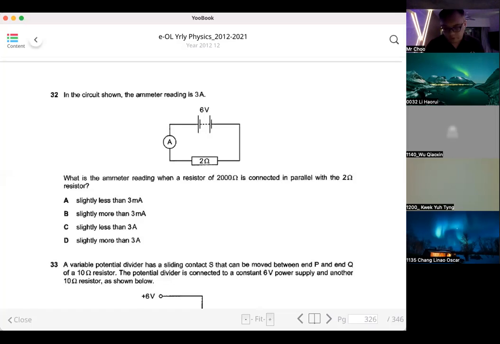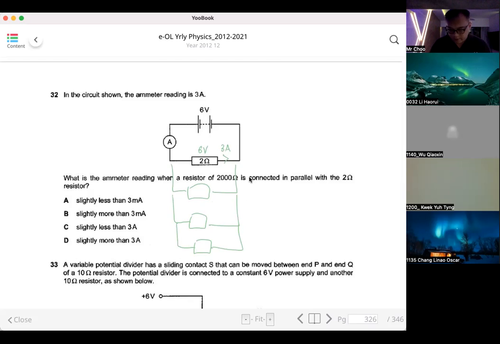Okay, so because the PD across these 2 ohm is also 6 volt, the current will always remain as 3 ampere, regardless how many things we add in parallel. Are you all clear about this? Regardless how many we add, this branch, having a PD of 6 volt, will always give a current of 3 ampere, regardless of how many branches you have. So in this case, there's one more branch where the resistance is 2000.